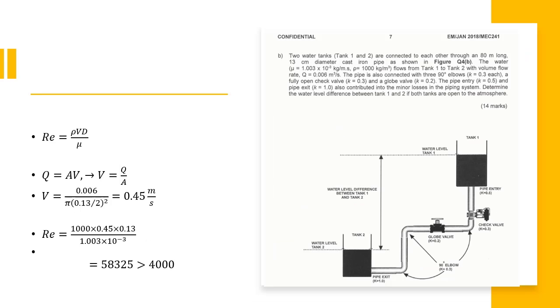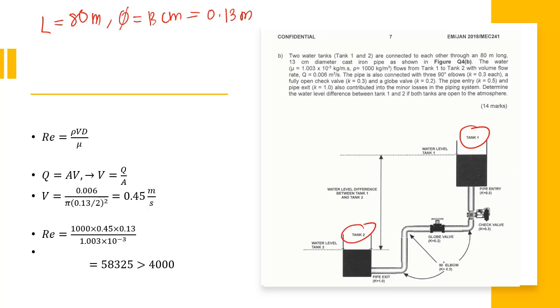Now let's look at an example here. We have two tanks, tank one here and tank two here, connected to each other through an 80 meter long pipe, and the pipe diameter is 13 cm. So the pipe length L is 80 meter, and the diameter is 13 cm, but you need to convert into meter, so we get 0.13 meter.